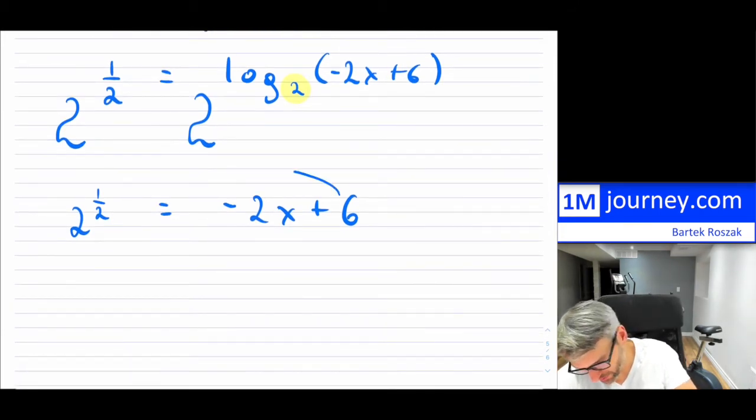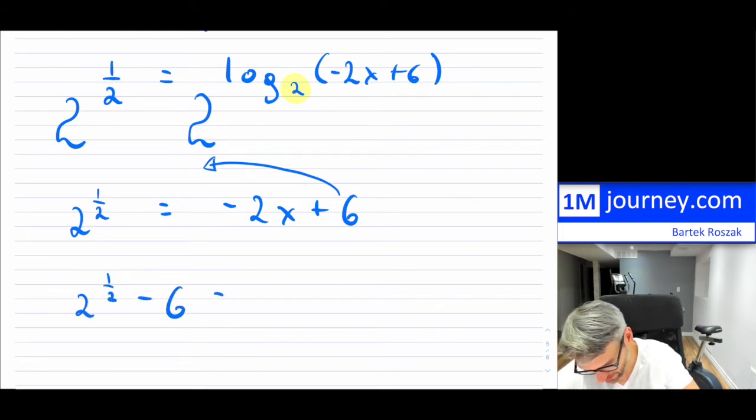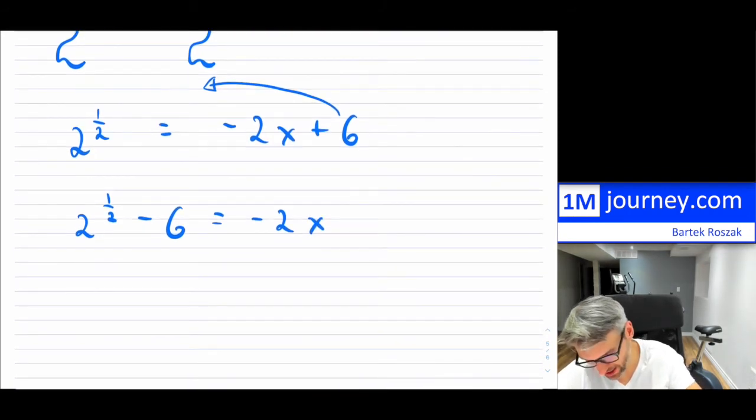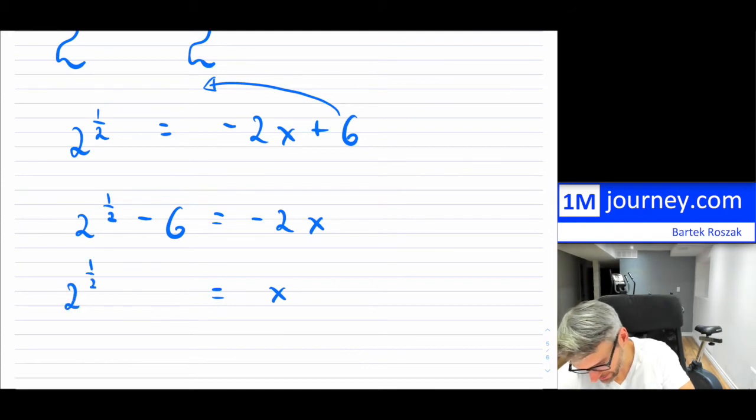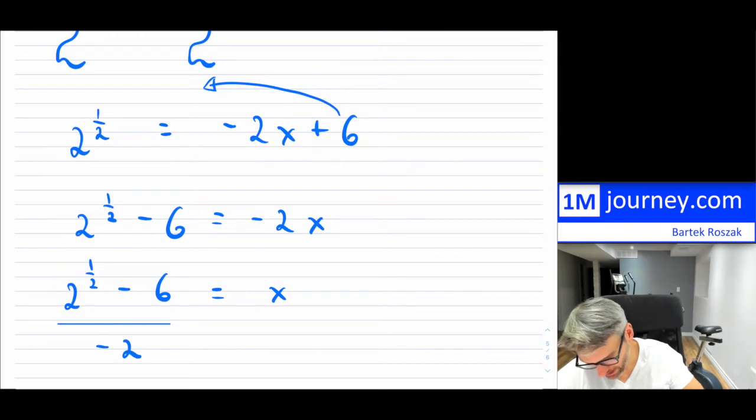And now, move this over on the other side. That's going to be 2 minus 6. Okay, so we have that. Now divide by -2 on both sides and you got your x. -2. Okay, and that's your x.